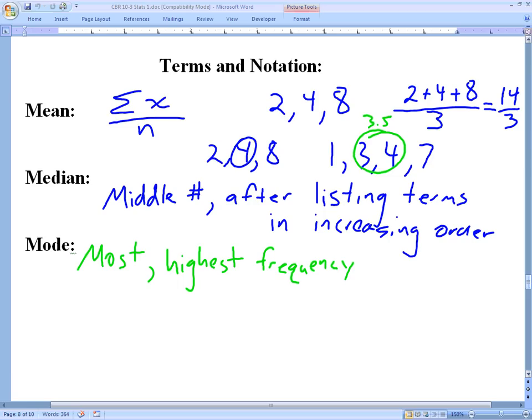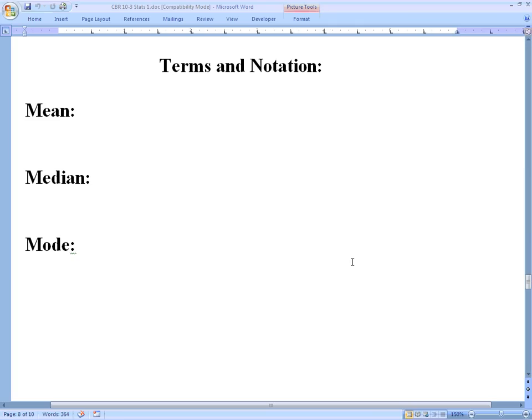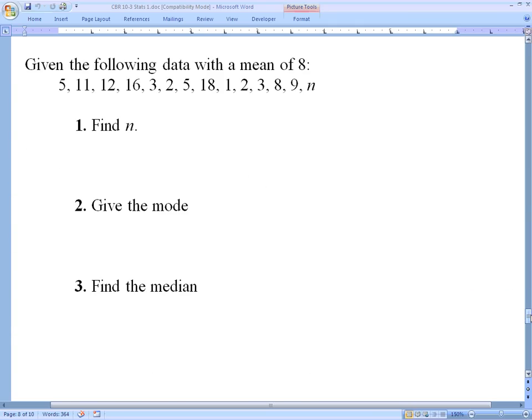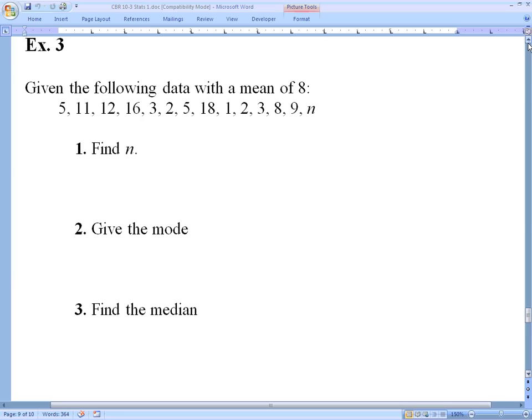And it's also possible to have no mode if no numbers repeat or they all repeat the same amount of times. We're going to finish with this old school list of data. No frequency table involved here. Given the following data with a mean of 8. So our mean is 8. So I'm asked to find n.